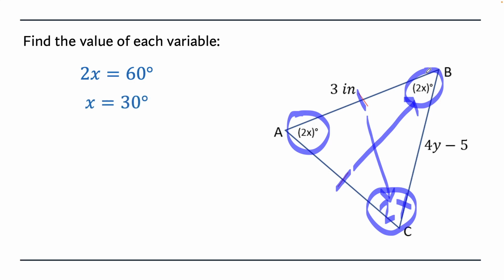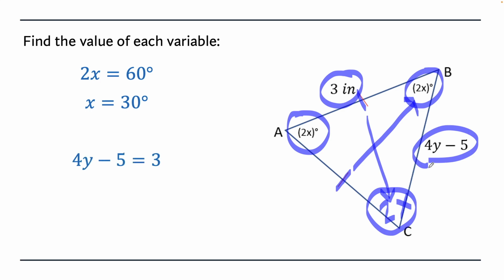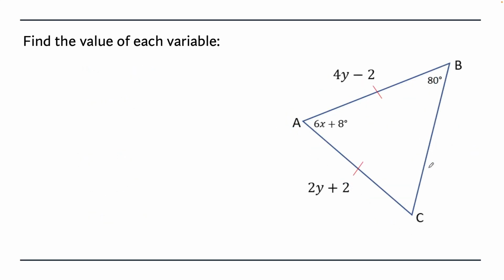Now we found that this was an equilateral triangle. All the sides are the same. So that means I can take this 3 here, that side, and set it equal to 4y minus 5. Now I can solve for y. Add 5 to both sides, divide by 4, and I get y equals 2 inches. There was a lot in that one. You might need to rewind the video and watch that one again. All right, how about this one?